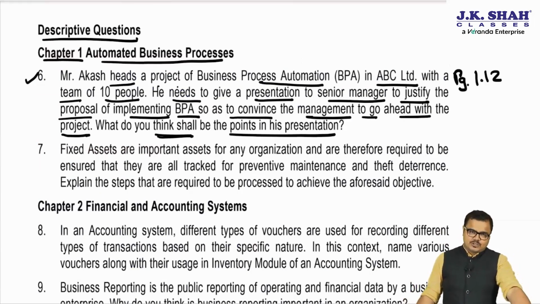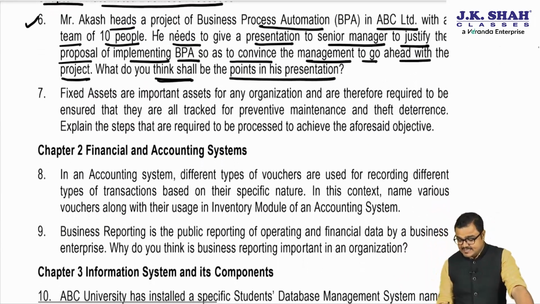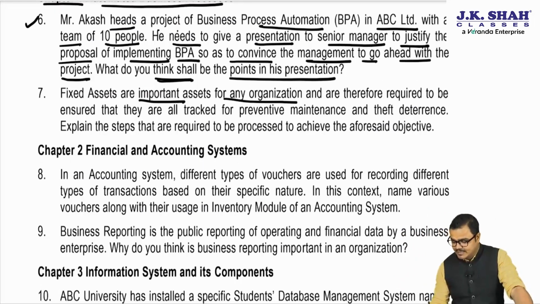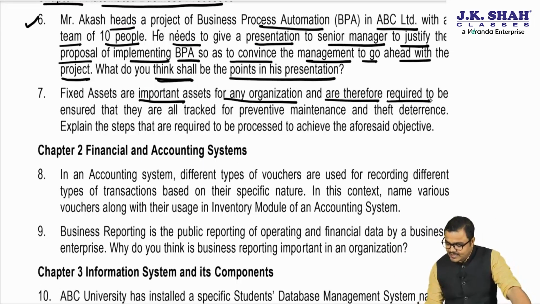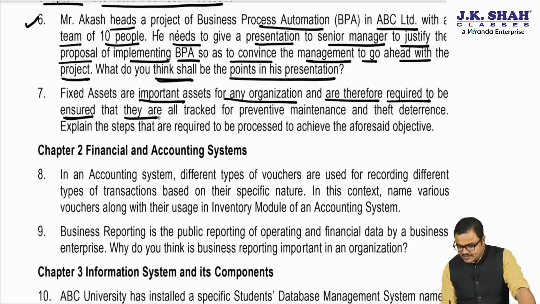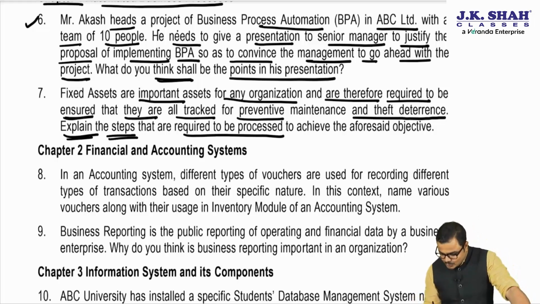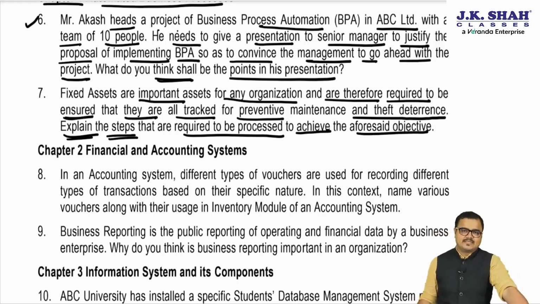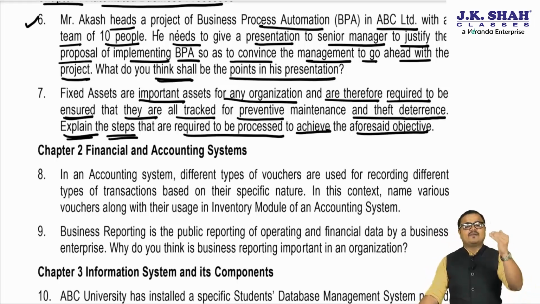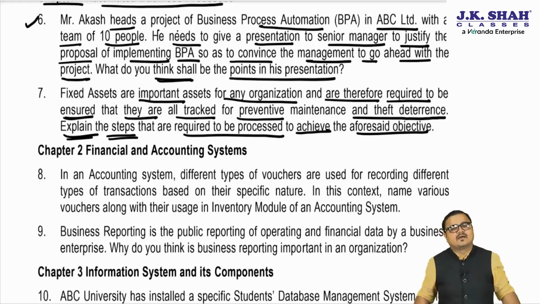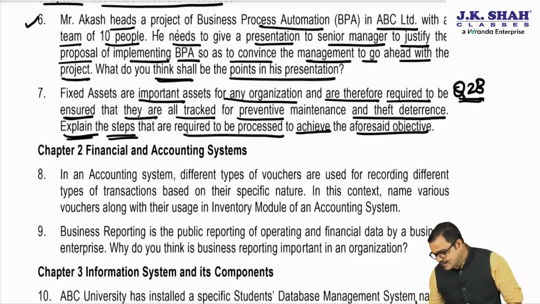Now we'll see the next question. Next question says, fixed assets are important assets for any organization and are therefore required to be ensured that they are all tracked for preventive maintenance and theft deterrence. Explain the steps that are required to be processed to achieve the aforesaid objective. Now exactly they had asked you the fixed asset steps. Remember? Yes sir. In the JKSC book, it is given in question number 28 if you remember.